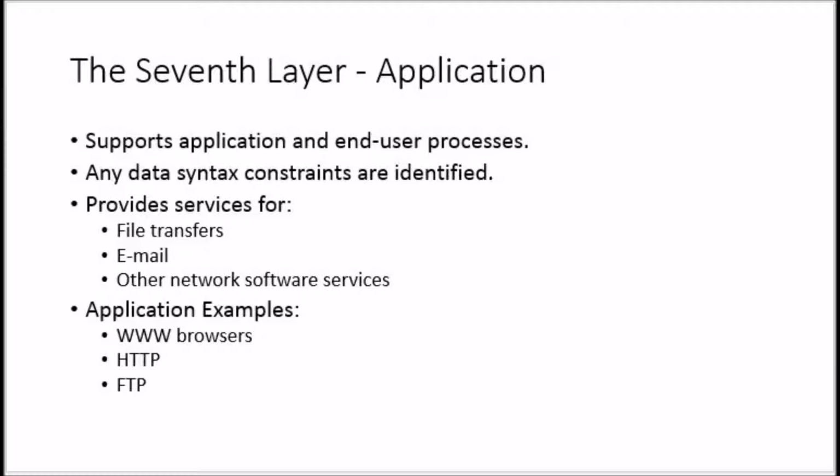The last layer of the OSI model is the application layer. Communication partners, quality of service, and user authentication and privacy are also identified here. Services provided by this layer include file transfers, email, and other network software services. Examples of applications include web browsers, HTTP, and FTP.